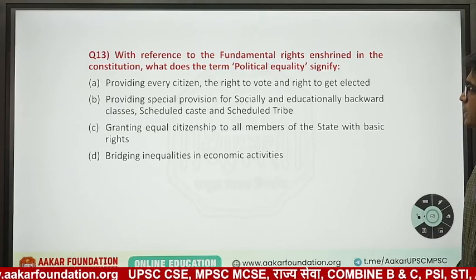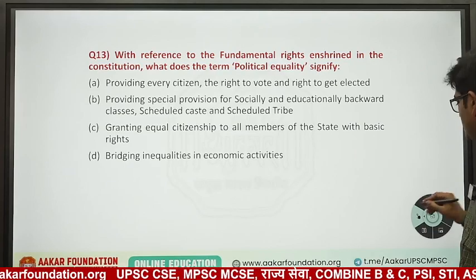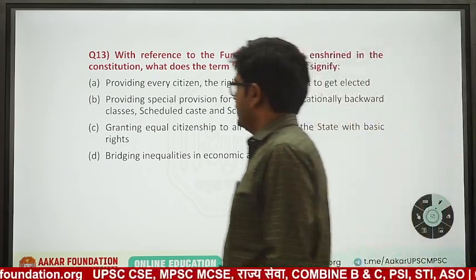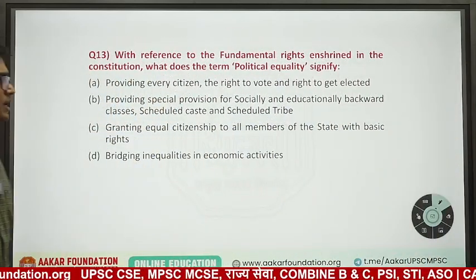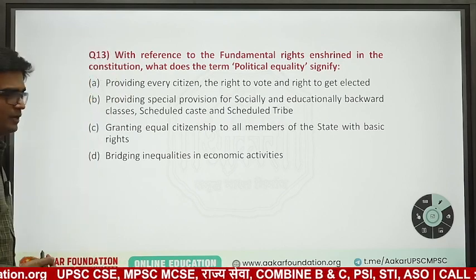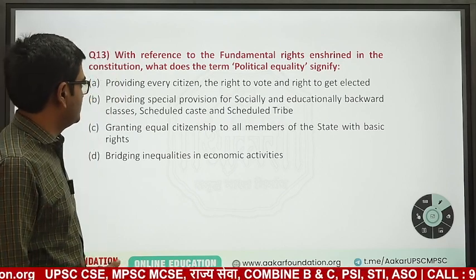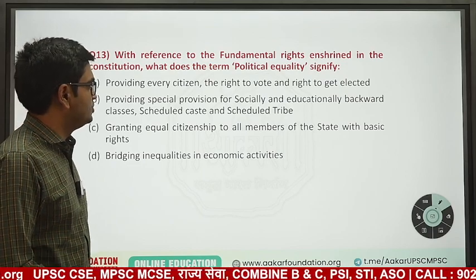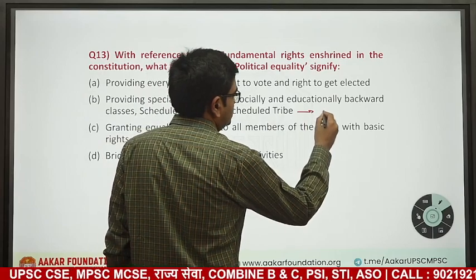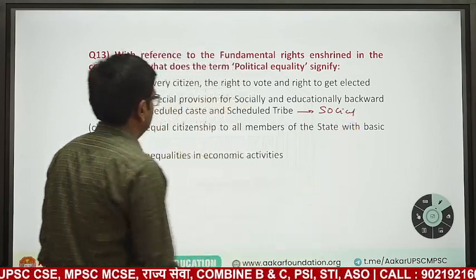With reference to fundamental rights enshrined in the Constitution, what does political equality signify? Providing every citizen the right to vote and right to get elected. Yes, we can say that it is a political equality. Providing special provisions for socially and educationally backward classes, scheduled castes, scheduled tribes. This is social equality. This is not political equality.